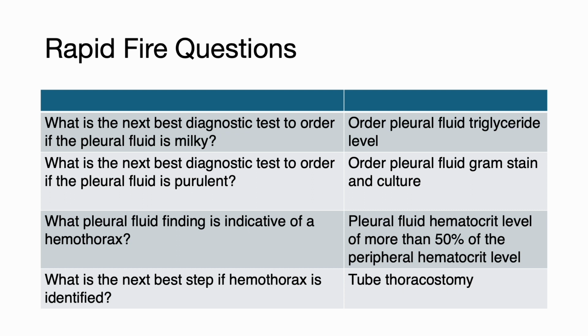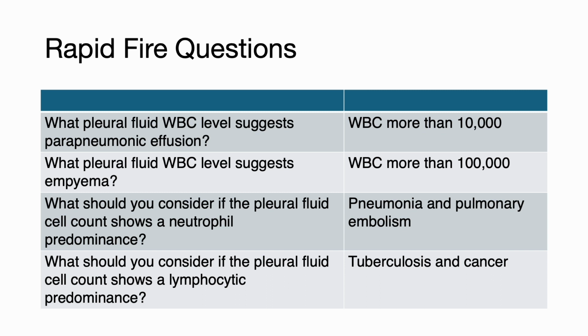What is the next best diagnostic test to order if the pleural fluid is purulent? Order pleural fluid Gram stain and culture. What pleural fluid finding is indicative of a hemothorax? Pleural fluid hematocrit level of more than 50% of the peripheral hematocrit level. What is the next best step if hemothorax is identified? Tube thoracostomy. What pleural fluid WBC level suggests parapneumonic effusion? WBC of more than 10,000.